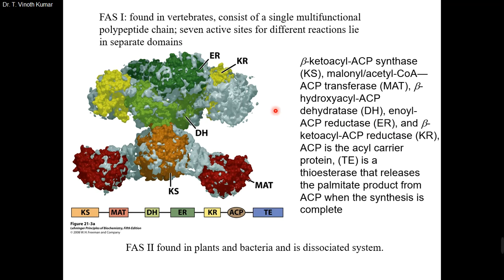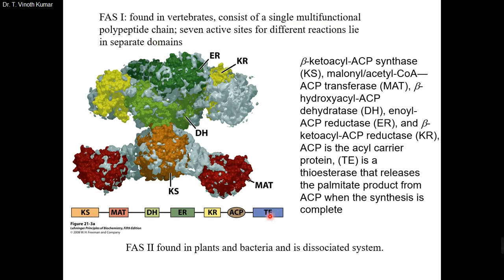Yeah, this is the next slide, showing a very important enzyme, that is fatty acid synthetase. This fatty acid synthetase has two different types. One is found in vertebrates, that is fatty acid synthetase 1, and fatty acid synthetase 2 is found in plants and bacteria in a dissociated system. You can see here, found in vertebrates: it consists of a single multifunctional polypeptide chain, and it has 7 active sites for different reactions in separate domains.